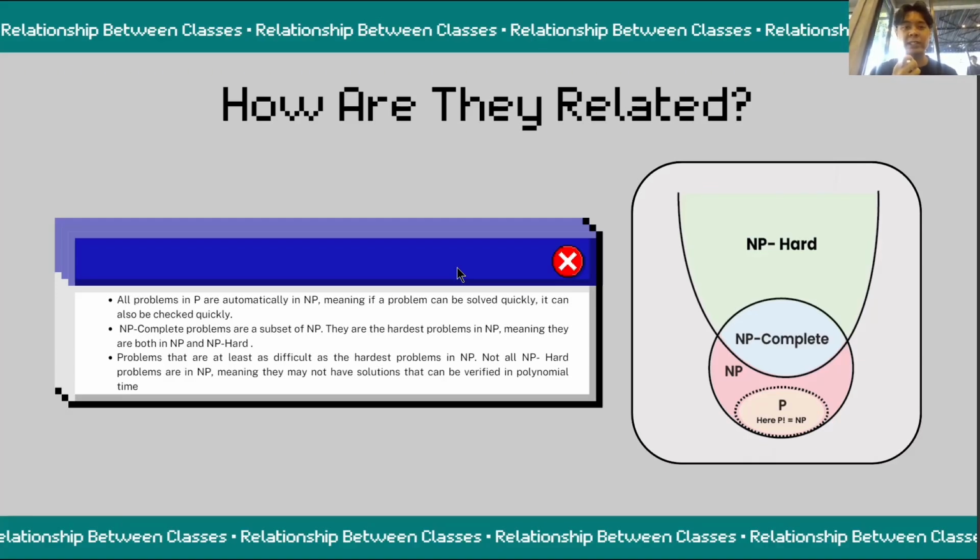The final one is NP-complete. These are the hardest problems in NP. Why? Because they are both in NP, which means that the solution can be verified efficiently and quickly, and in NP-hard, which is as hard as any problem in NP. Now, if we can solve one NP-complete problem efficiently, we can unlock solutions for all NP problems.